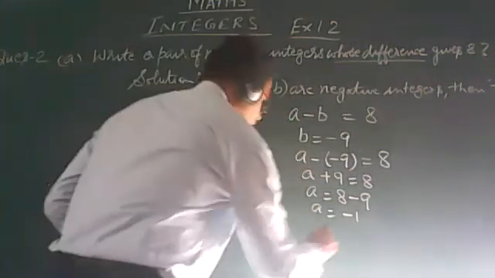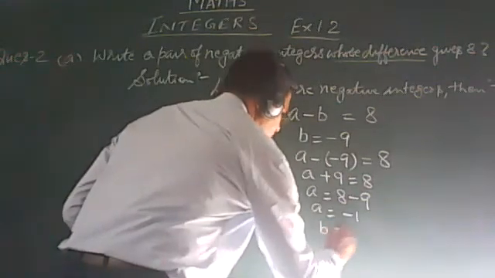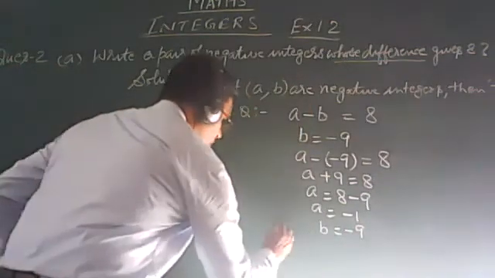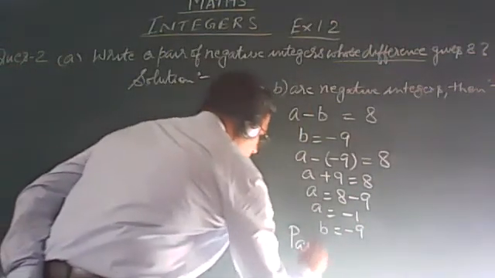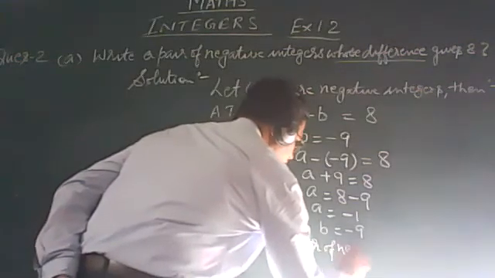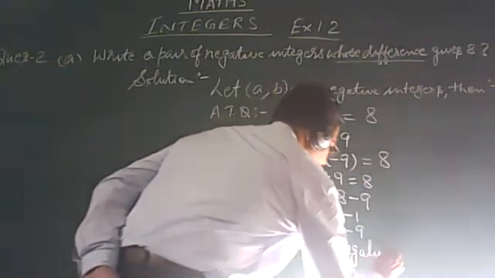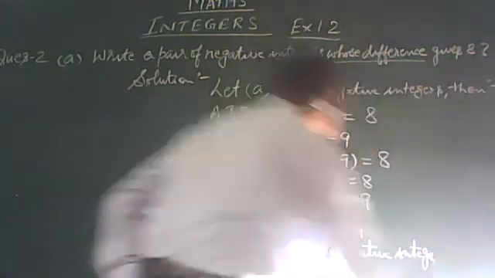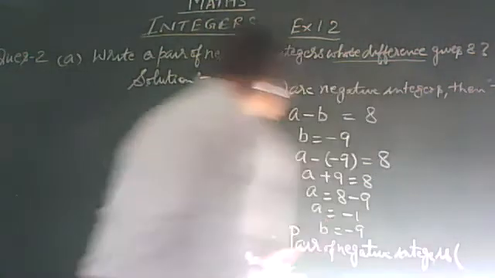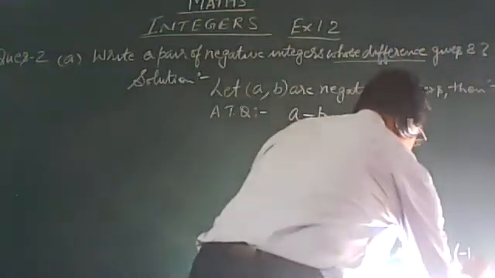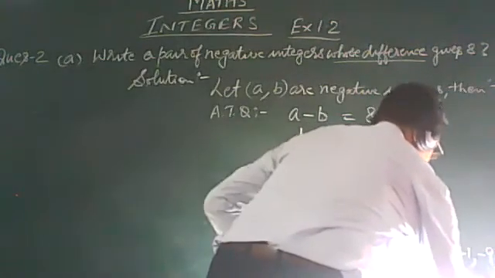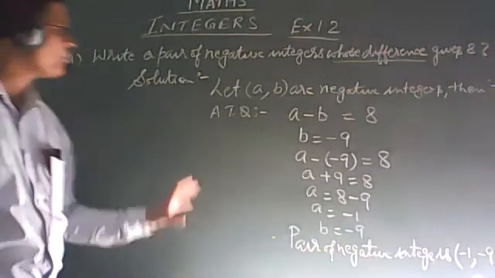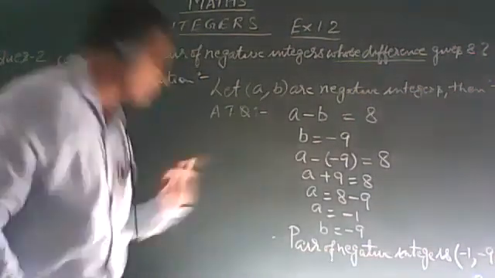A is minus 1 and B, I assumed, is minus 9. Therefore, the pair of negative integers is A is minus 1 and B is minus 9. And that is our answer. Okay? You find it exactly with the help of the solution.